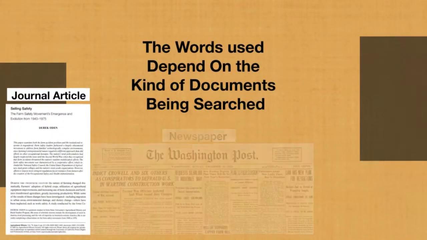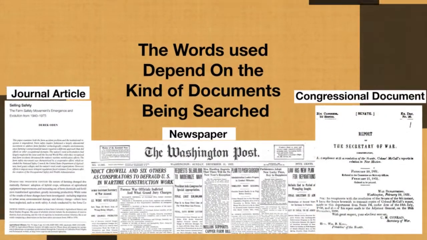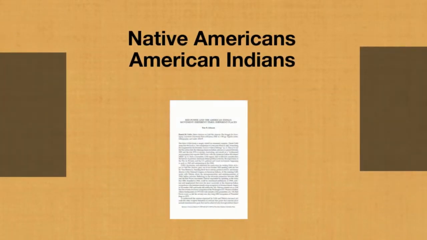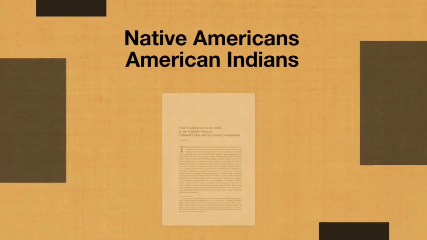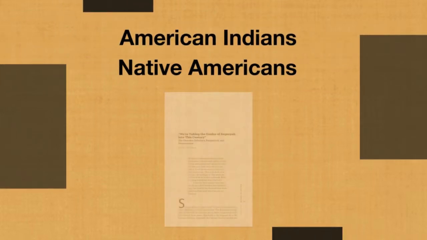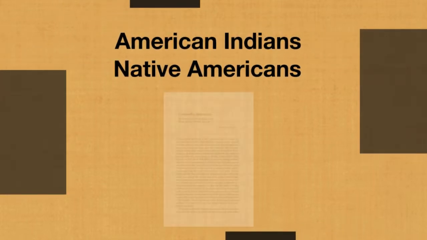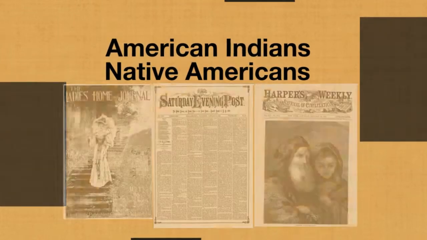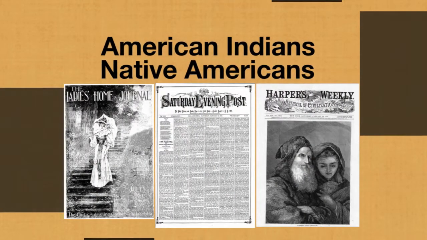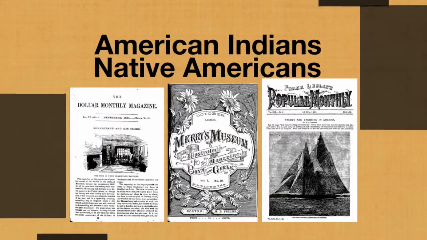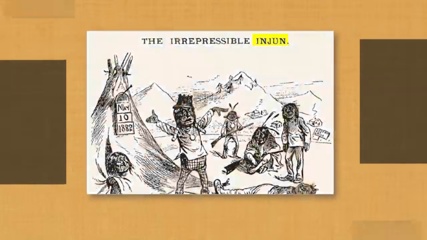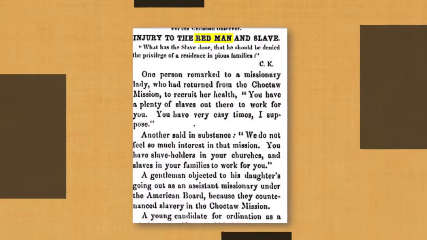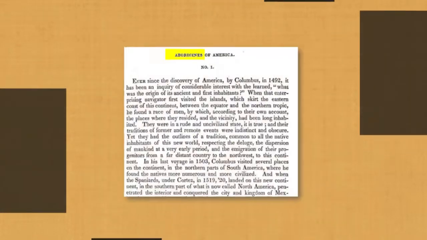The words I use will depend in part on the kind of documents I am searching. If I am searching for recent journal articles on Native Americans, then the two terms Native Americans and American Indians might be adequate as a starting point. If, however, I am searching for articles in 19th century American magazines, then I would use different terms to represent my topic. Terms like Indian, Injun, Redskin, Red Man, Savages, Aborigines, and so forth.